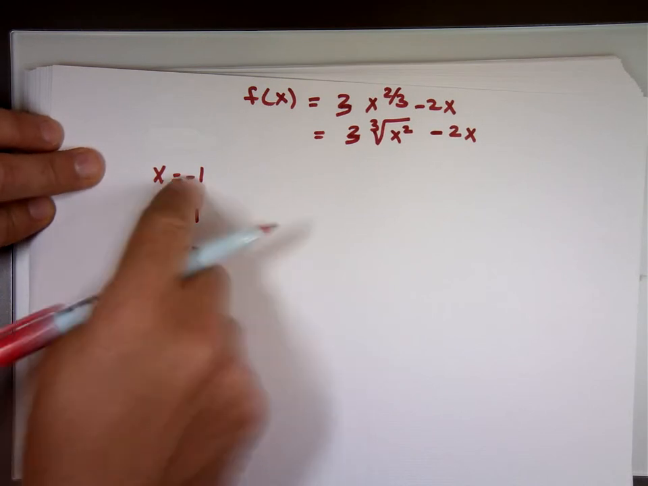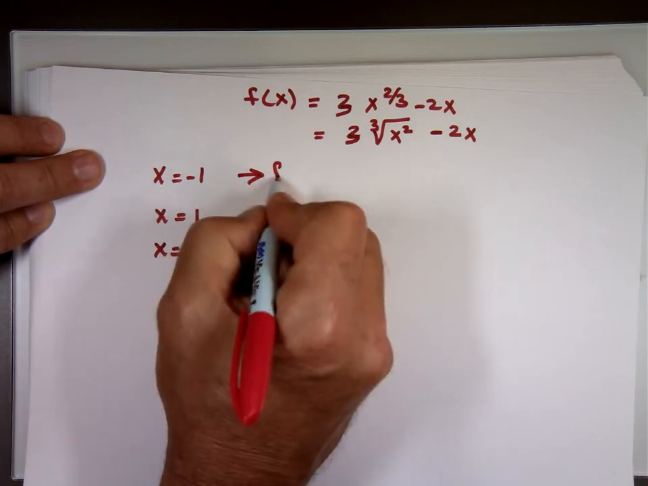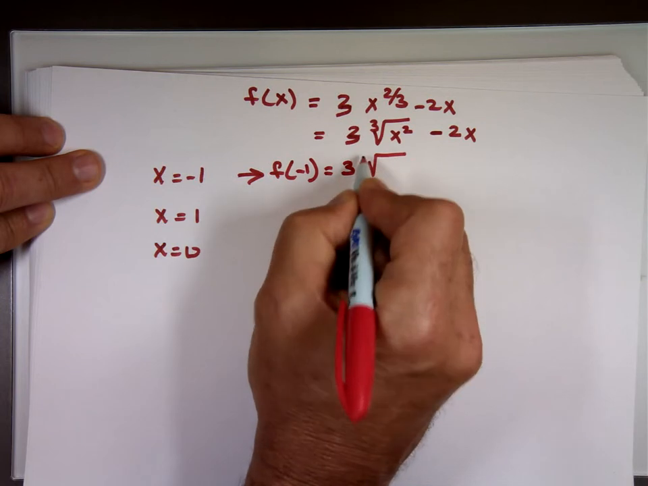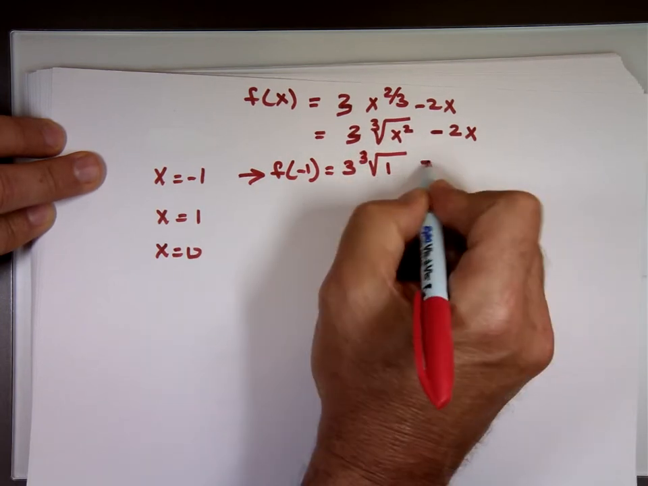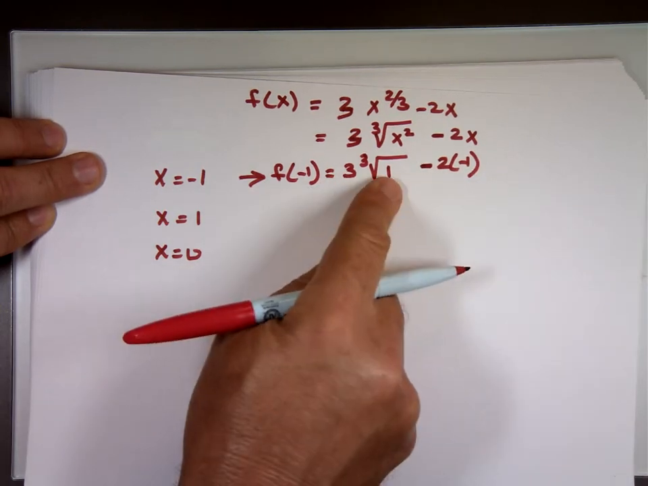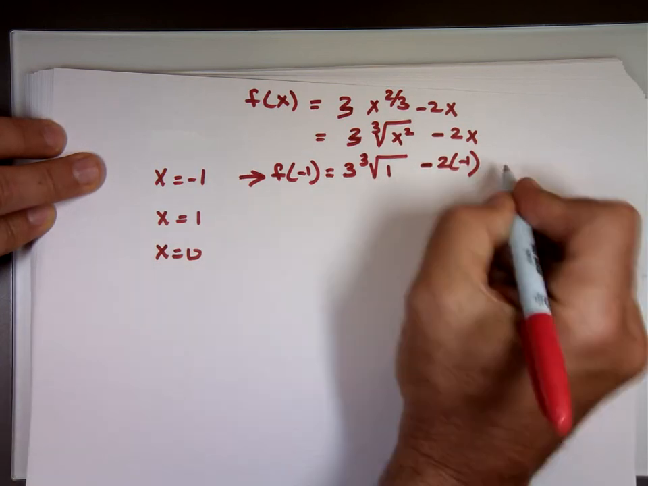Let me try the minus 1 first. You plug it in, what's f of negative 1? 3 times the cube root. When you take a minus 1, you square it, that's a 1. It's minus 2 times a minus 1. That's 3 plus 2, right? Which is 5.